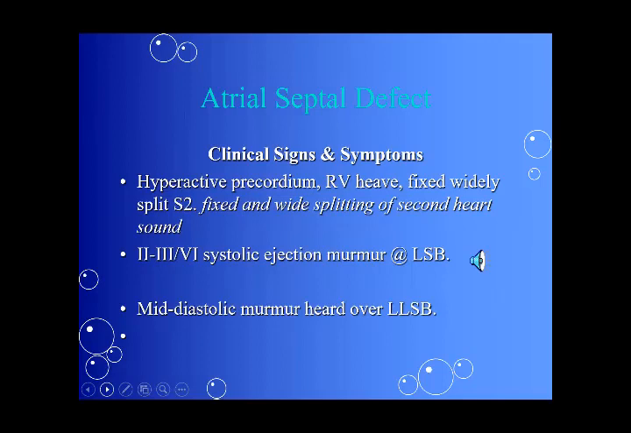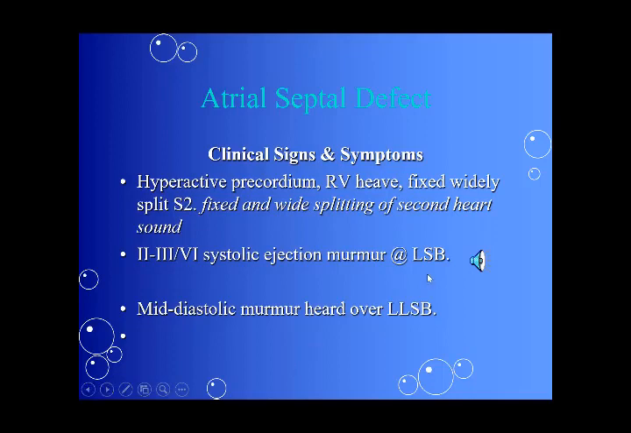A fixed, widely splitting S2 is usually present, and wide splitting of the second heart sound is most of the time the only sign you will get in atrial septal defect. Second and third heart sounds can sometimes be present, and a grade 2 to 3 out of 6 systolic ejection murmur is usually present along the lower sternal border, and a mid-diastolic murmur can be heard at the lower left sternal border as well.